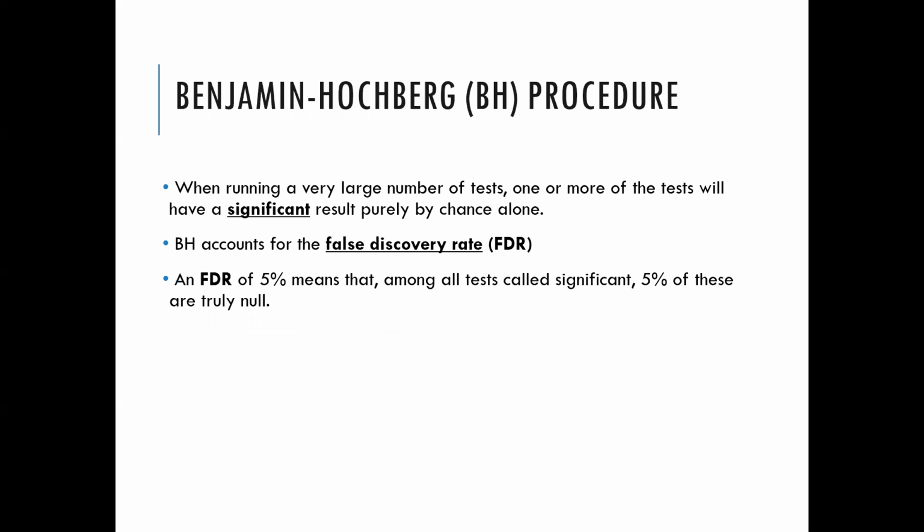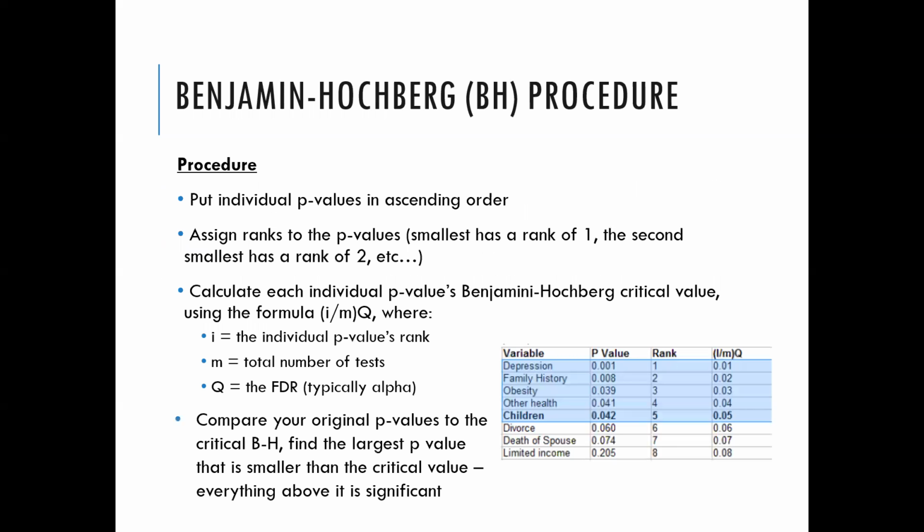We also have the Benjamini-Hochberg procedure. So when we're running a very large number of tests, remember one or more of the tests will have a significant result purely by chance alone. The BH procedure accounts for the false discovery rate. And the false discovery rate, let's say we set it to 5%, it just means that among all tests that we designate as significant, 5% of these are truly null. And we can actually set the false discovery rate. That's something that the investigator sets, but it is typically set at the alpha level.